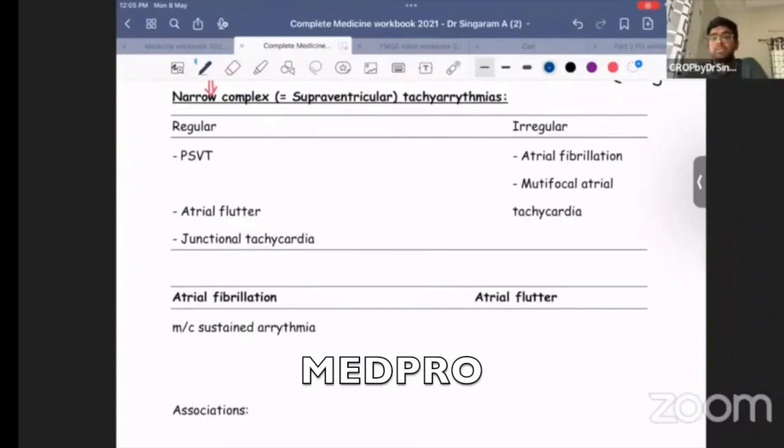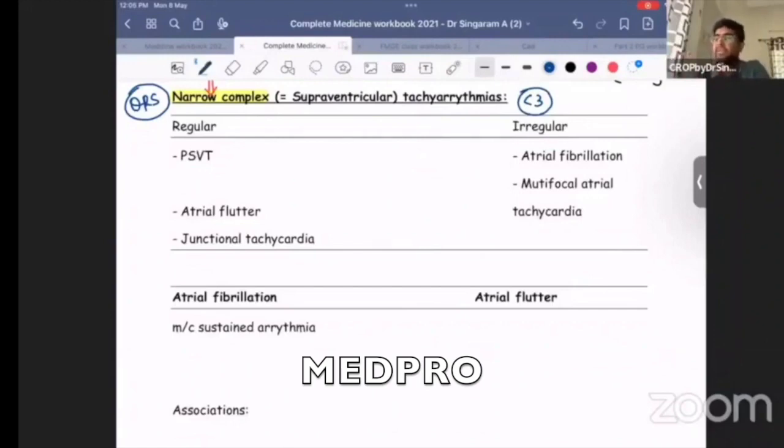You can see two things I have written. One is the regular as well as the irregular tachyarrhythmias. What are the characteristics of supraventricular tachyarrhythmias? They are narrow QRS complex. We are talking about the QRS complex, which are narrow. Narrow means definition less than 3 small squares. Okay, I hope you can follow this. We were discussing this before the break.